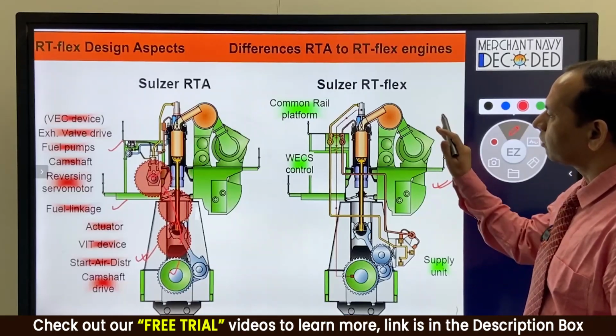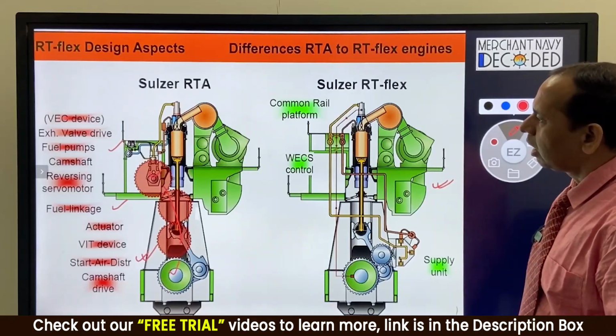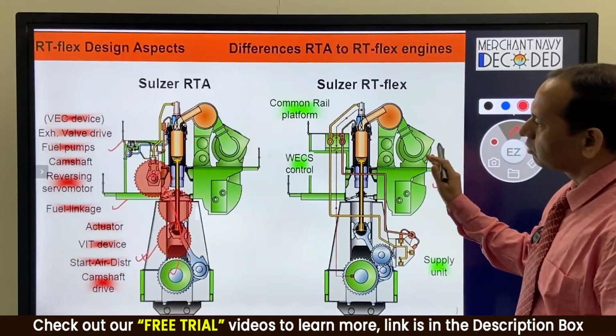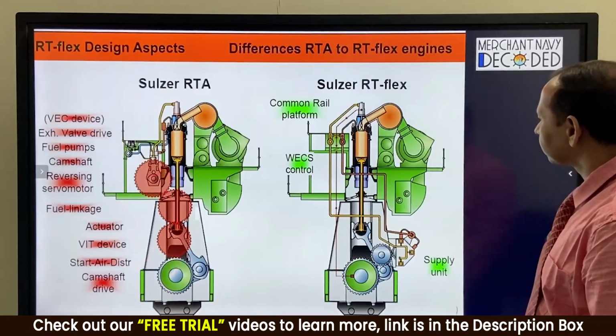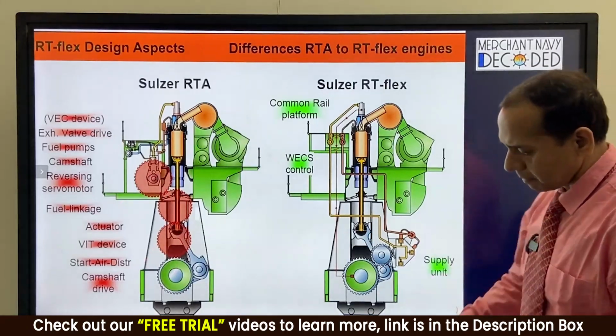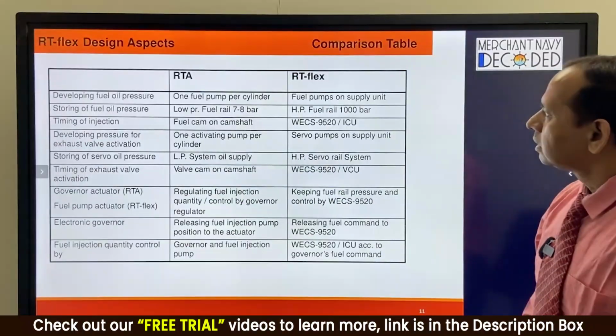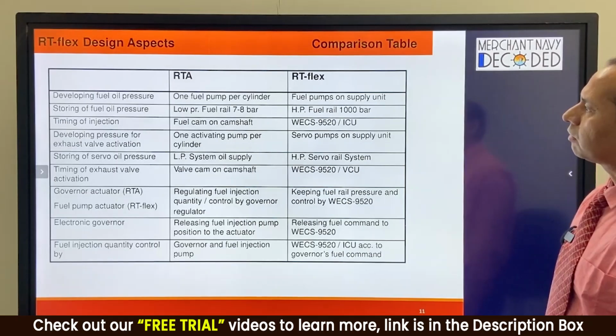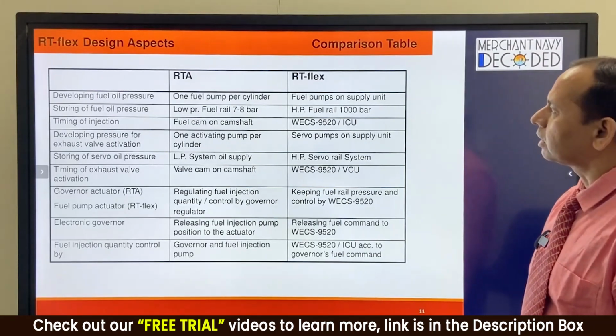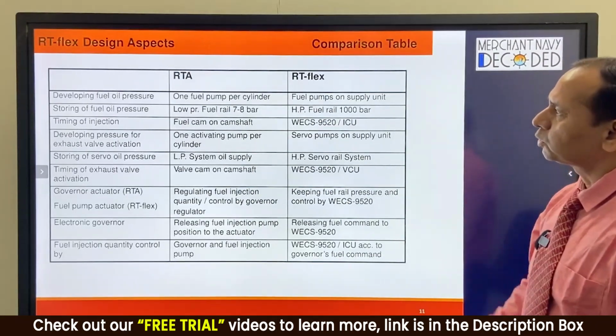When you go in front of the engine or near the engine, how can you make out which components are missing in this RT-Flex engine? Just to summarize, here is the comparison of different components between RTA and RT-Flex, as we have shown earlier.